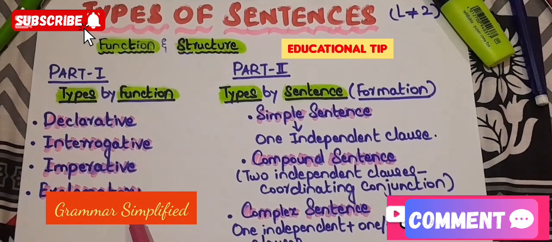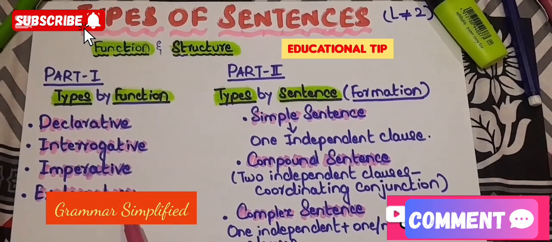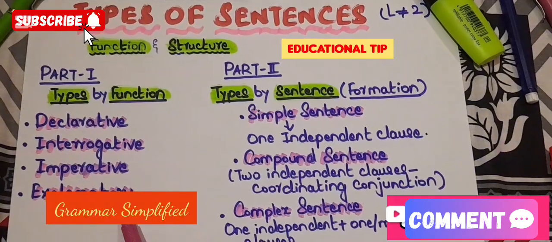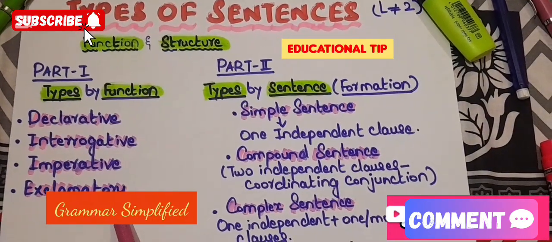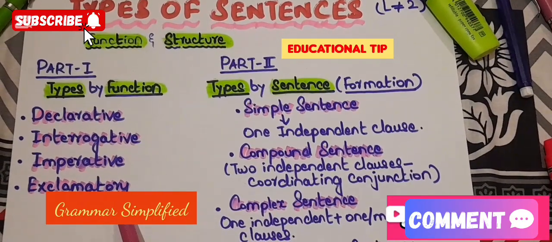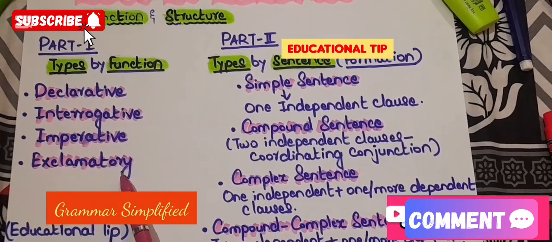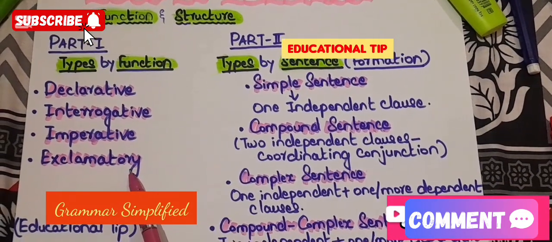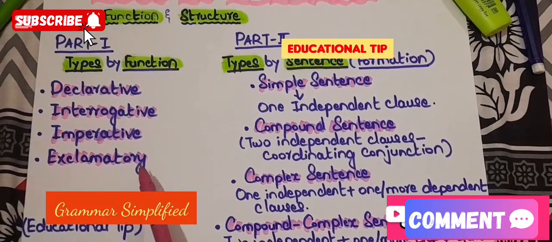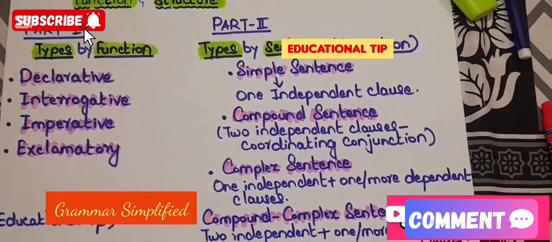And the fourth type is exclamatory, which shows a strong emotion, used to express surprise, excitement, or other emotions. For example, what a wonderful idea. Now, this sentence shows strong admiration and it ends with an exclamation mark.